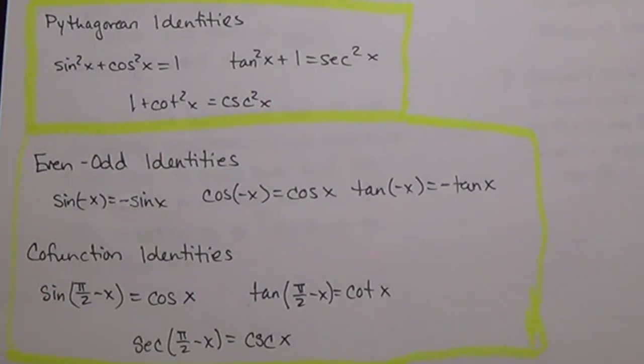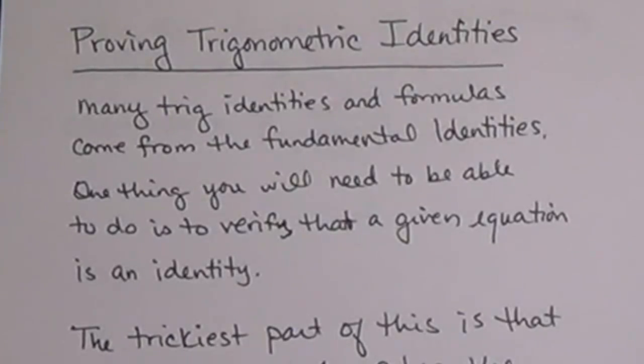Now all of these identities are ones that we're going to need in order to do more things, especially solve equations with trig functions. So one of the first things you're going to be asked to do is to prove what we call trigonometric identities. And proving trigonometric identities basically means we're going to make sure that one side of the equal sign is equivalent to the other.